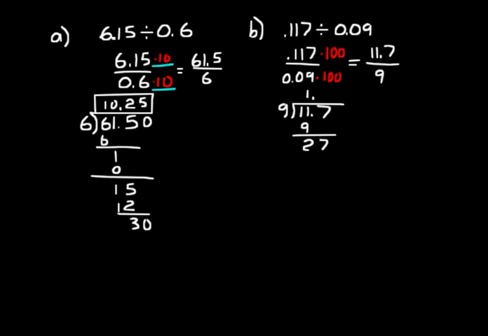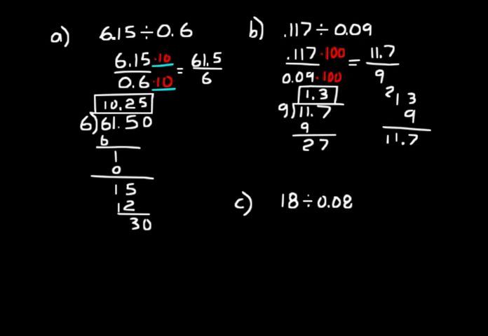9 goes into 27 exactly 3 times. And that's our answer, 1.3. That's where we would stop. So that means there are 1.3 9s in 11.7. And of course we can always check our work over to the side. 1.3 times 9, that should equal 11.7. So we just do 13 times 9, put our decimal point back in, 11.7 is what we get. So we know that we did that problem right.